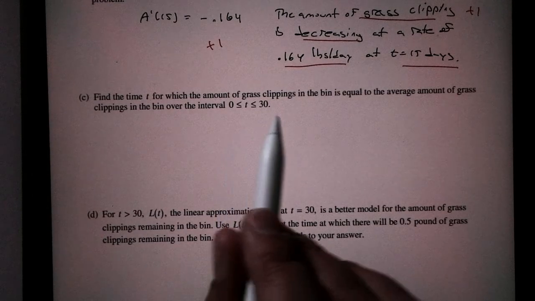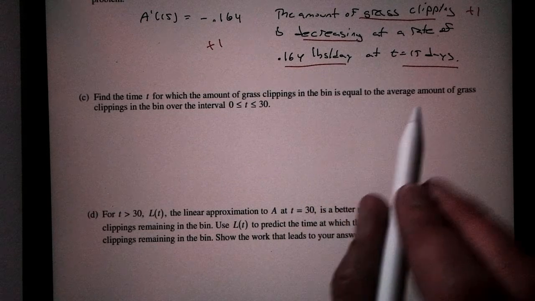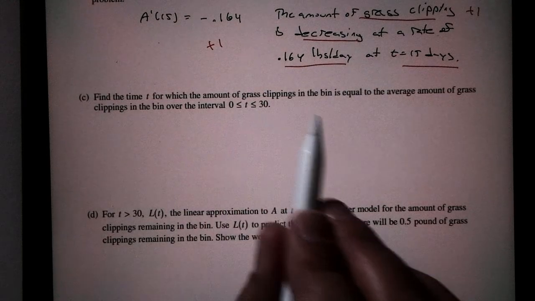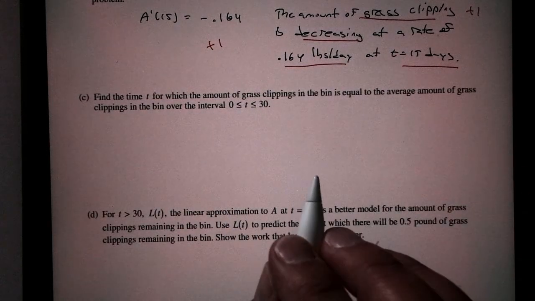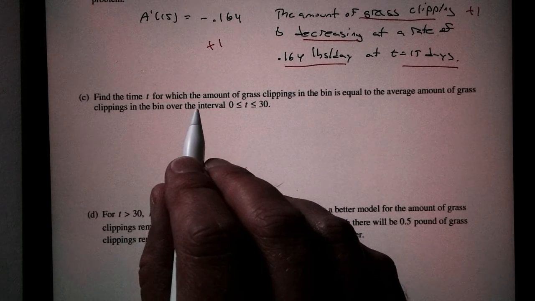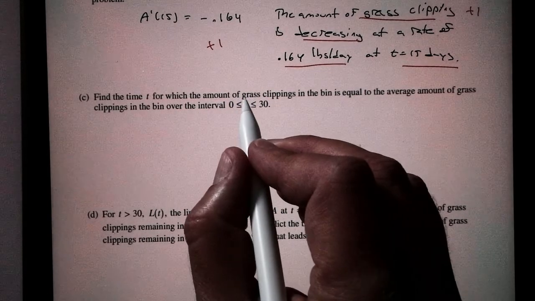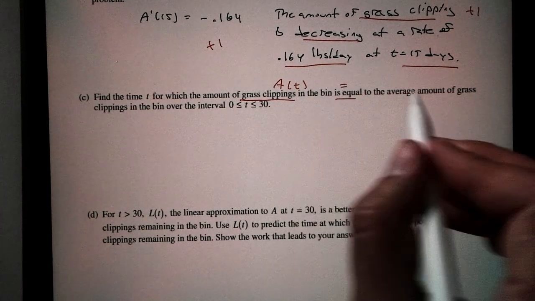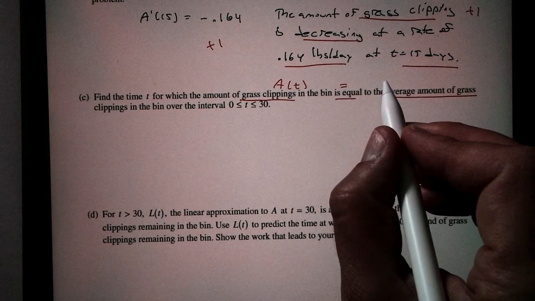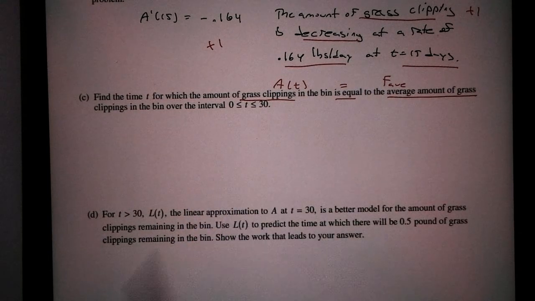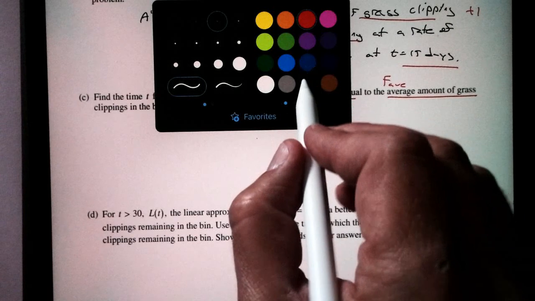Find the time for which the grass clippings in the bin, now this is a little bit tough one, is equal to the average amount of grass in the bins over the 30 days. So now this is a little bit tougher to do. We want to find the time t for which the amount of grass clippings, that's A of t, is equal to the average amount of grass clippings. Well, remember, this is the average amount, that's our average value right there. So this is a little tougher question right here. So let's see if we can go ahead and write this out.